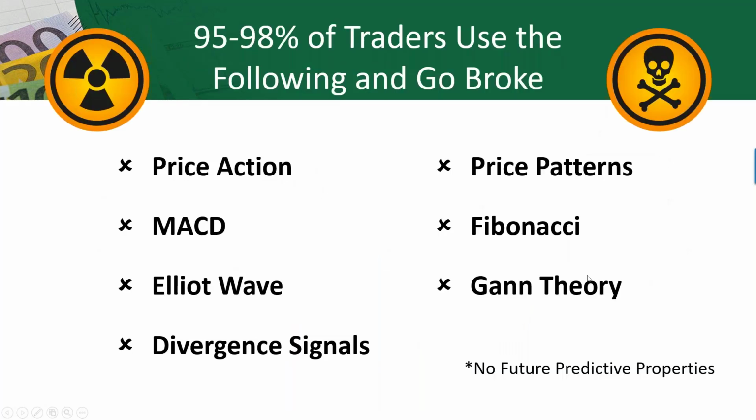So why do they say that 95 to 98% of traders go broke, right? They use the same old things that everybody else teaches: price action, MACD, Elliott wave, divergence signals, price patterns, Fibonacci's. None of these have any future predictive properties.